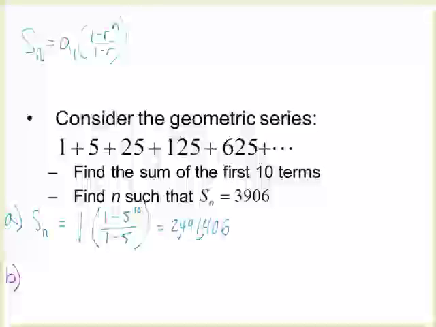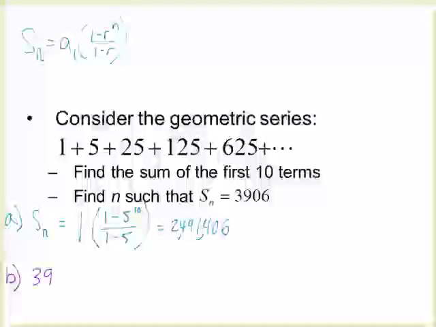B, we want to add up to 3,906. We know it's going to take less than 10 terms because 10 terms all the way got us past 2 million. So we know it's going to be less than 10. So you could totally guess and check this and just add up. There's the first 5 terms. Keep on adding terms until you get to 3,906. And that's okay with me if that's the way you want to do it. But I'm going to show you the algebraic way as well.